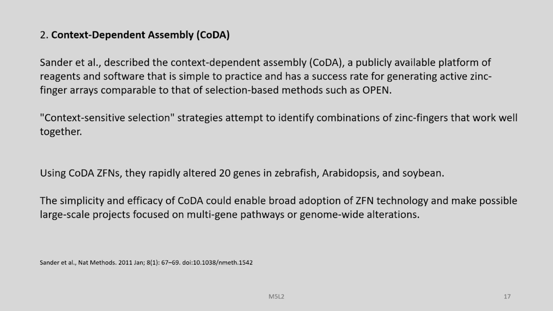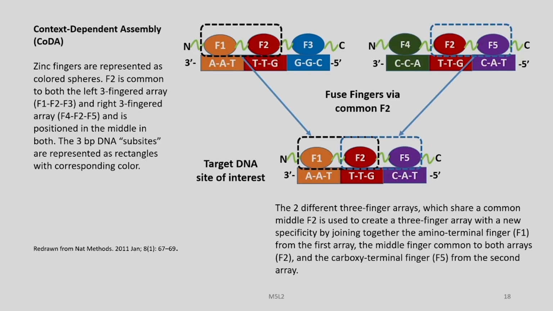So, context sensitive selection strategies attempt to identify combinations of zinc fingers that work well together. Using CODA ZFNs, they rapidly altered 20 genes in various organisms like zebrafish, Arabidopsis and soybean. The simplicity and efficacy of CODA could enable broad adoption of ZFN technology and make possible large scale projects focused on multi-gene pathways or genome wide alterations.